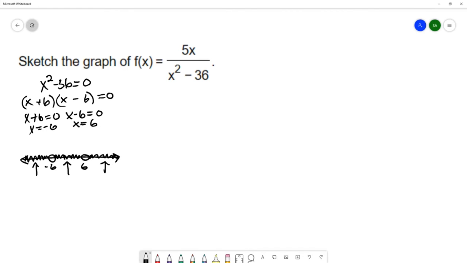And interval notation has a lower bound and an upper bound. So this first interval, this arrow indicates it's going on forever. So that first interval starts at negative infinity. It stops at negative 6. We use a parenthesis to indicate that negative 6 is not included in the set. The next interval is negative 6 to 6, and the next interval is 6 to infinity. So this is the domain.